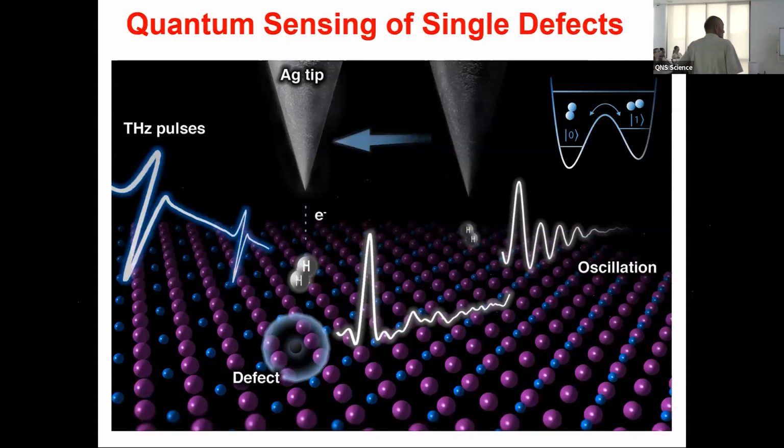Okay. So we're also thinking about defects. If you have defects on the surface, the coherence is very different. The superposition is very different. This is a schematic diagram. This is actual data. When the hydrogen is away from defects on the perfect surface, you see this kind of oscillation. When it's close to a defect, you see the oscillations change.